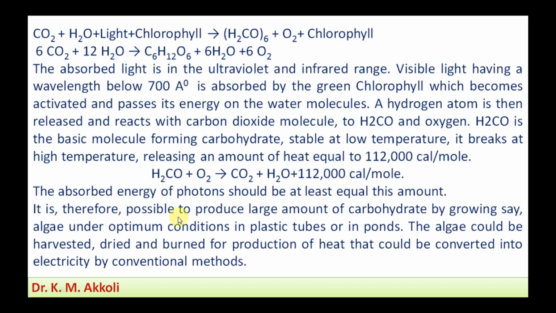It is therefore possible to produce a large amount of carbohydrate by growing, say, algae under optimum conditions in plastic tubes or in ponds. The growing of algae is one of the indirect conversions of solar energy into the formation of carbohydrates. Similarly, in the green plants also the same thing happens. The algae is also an aquatic green plant which will receive the sunlight and photosynthesis will take place in that plant. And this algae could be harvested, dried and burned for production of heat, and that could be converted into electricity by conventional methods.